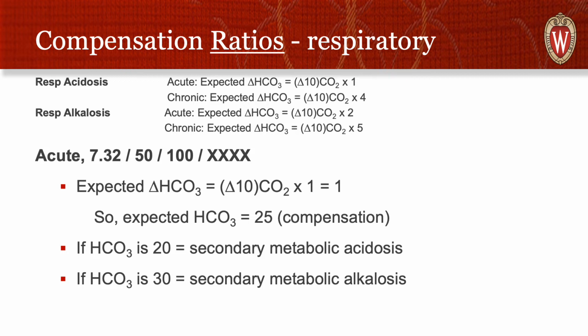If the bicarb is 20, you have a secondary metabolic acidosis overlying your respiratory acidosis, or you have a double acidosis. And if the bicarb is 30, you have a secondary metabolic alkalosis. It's higher than it should be.